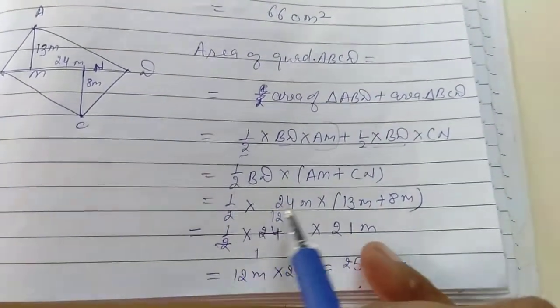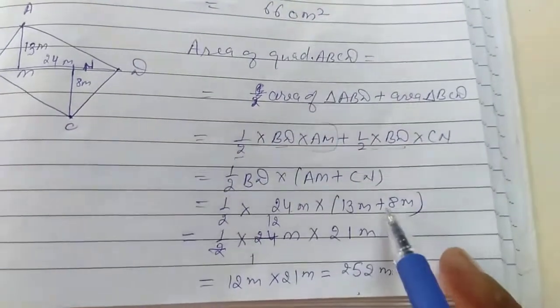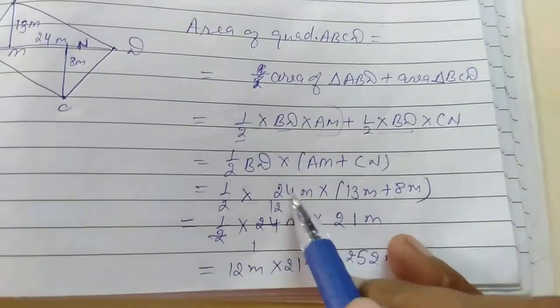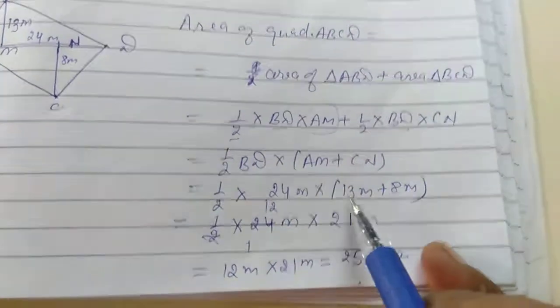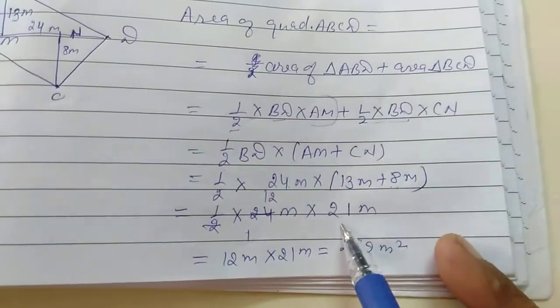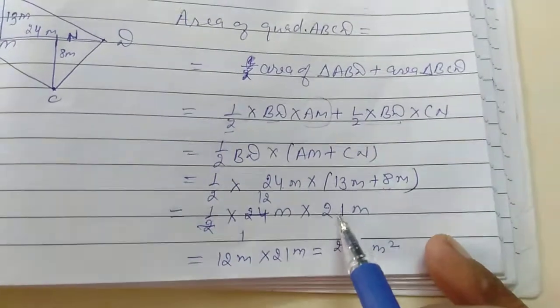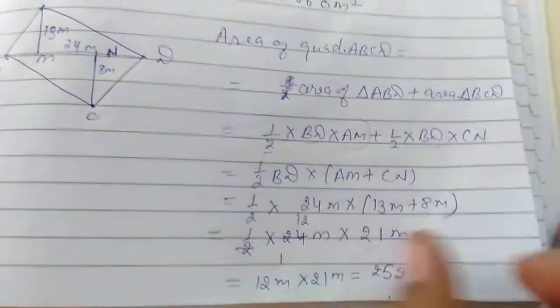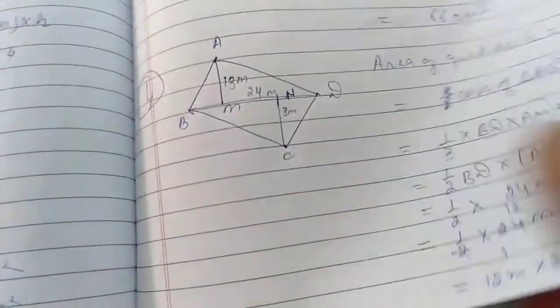So 1 by 2 into 24 meter into 13 meter plus 8 meter, and if you solve, 2 ones are 2, 2 twos are 4, it cuts to 12, and after adding 13 and 8 you will get 21 meter. Multiplication of 12 and 21 is 252 meter square. So this is the solution of question number 4.